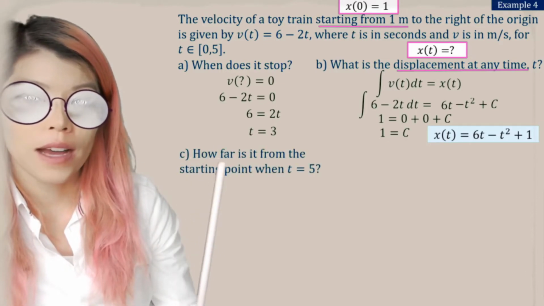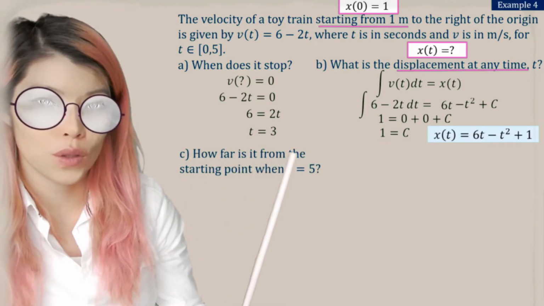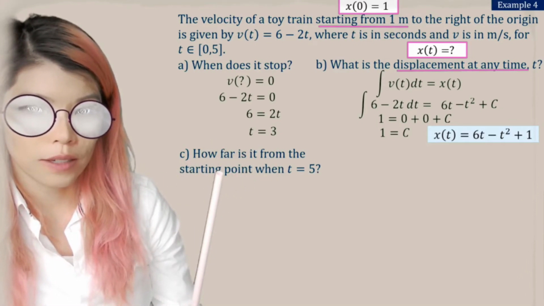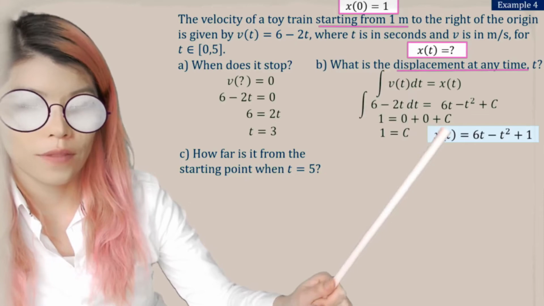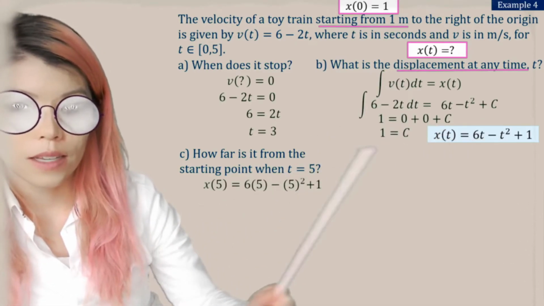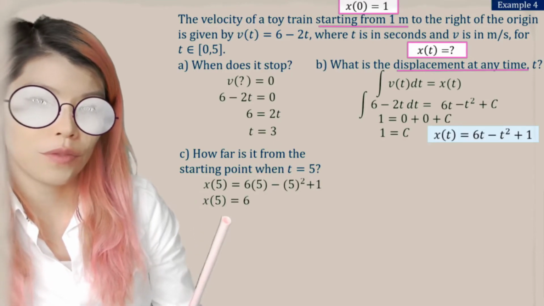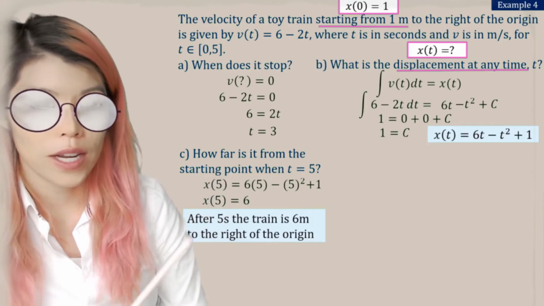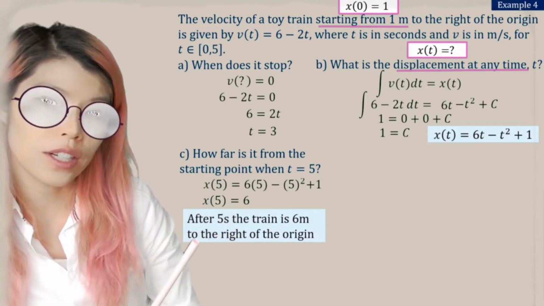Part C, how far is it from the starting point when t equals 5? So is it asking for velocity or position? How far? That is position. So we have to use that equation and we have to plug in t equals 5. So plugging in t equals 5 into the equation, we have x of 5 is 6. So after 5 seconds, the train is 6 meters to the right of the origin.